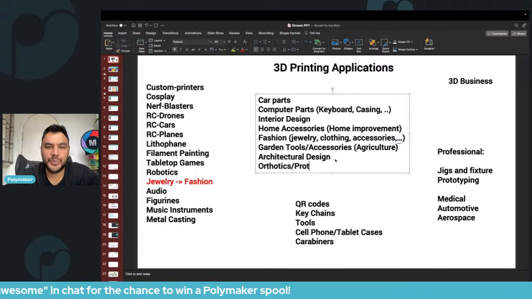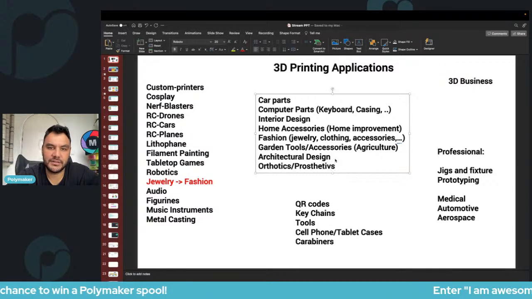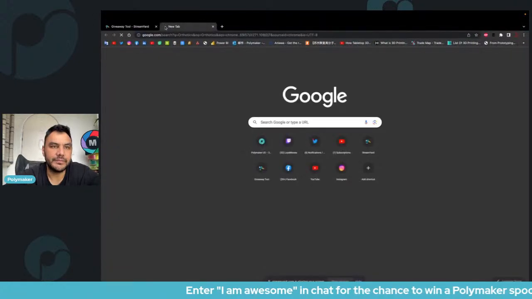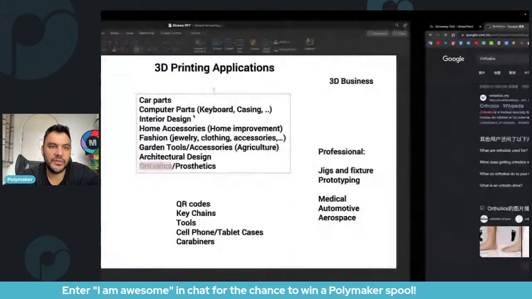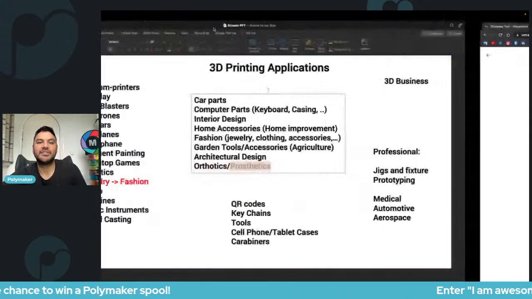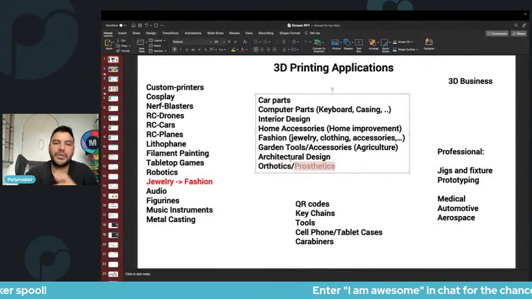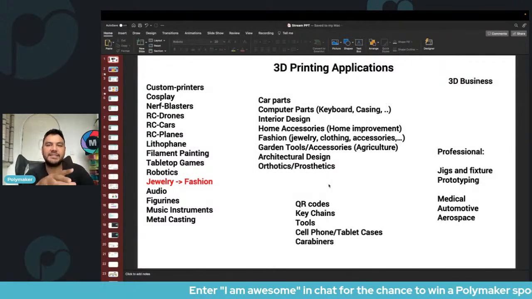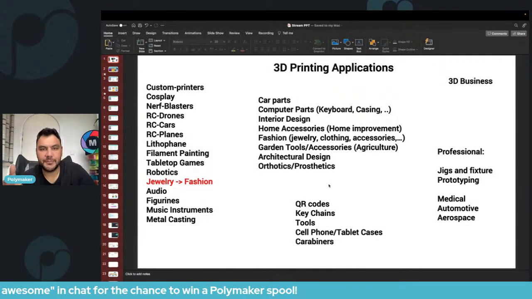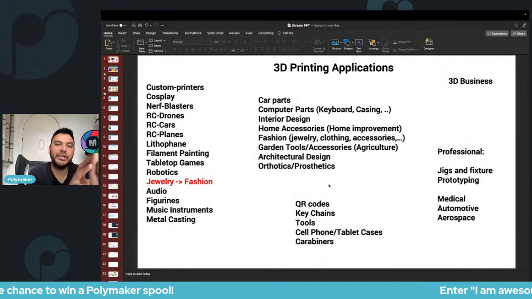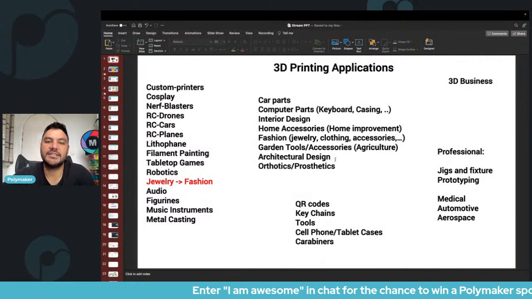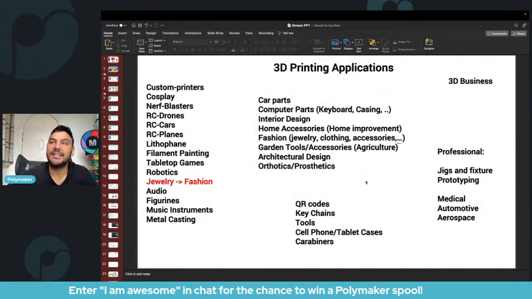Orthotics and prosthetics. Is that the right spelling? Orthotics. Okay, good. And prosthetics. Yeah, perfect. If I remember well, prosthetics is to replace a limb, to replace a body part. Orthotics is to support or accompany a body part. Yeah, I think this is so, but they can go together, right? Yeah, that's a good idea.